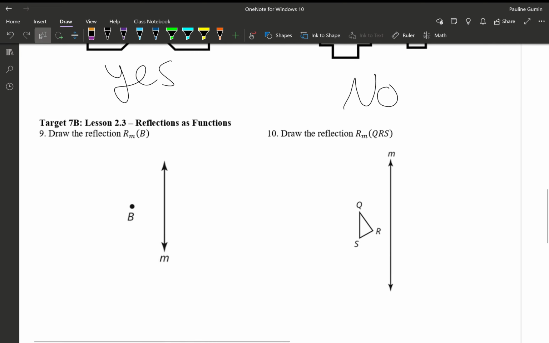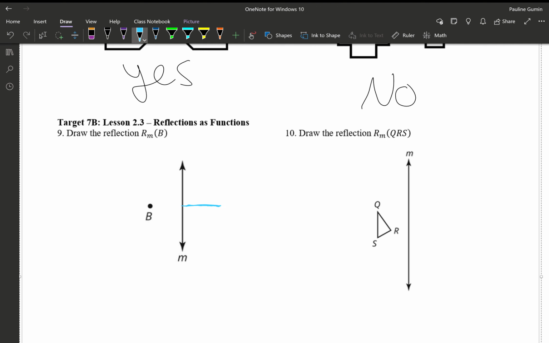Number 9, draw the reflection R_M(B). So we're going to reflect B over the line M. So the first thing I'm going to do is measure the distance from B to the line. And you're doing this with a ruler, I'm doing it with the magic of technology. I'm going to recreate that distance right here. And I'm going to call this point B prime.